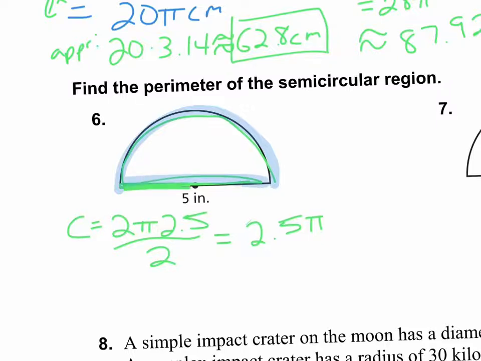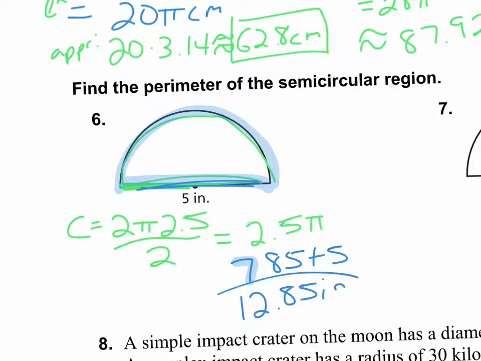No, you have to also add this in. So I'm going to do 2.5 times pi, 2.5 times 3.14, which gives me 7.85, and then I have to add that 5 inches also because I have to finish that circle. So 7.85 plus 5 gives you 12.85 inches, and that would be your perimeter of that semicircle.